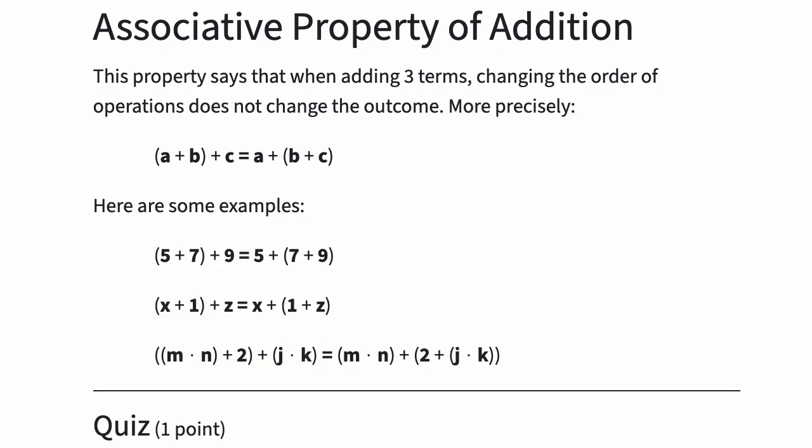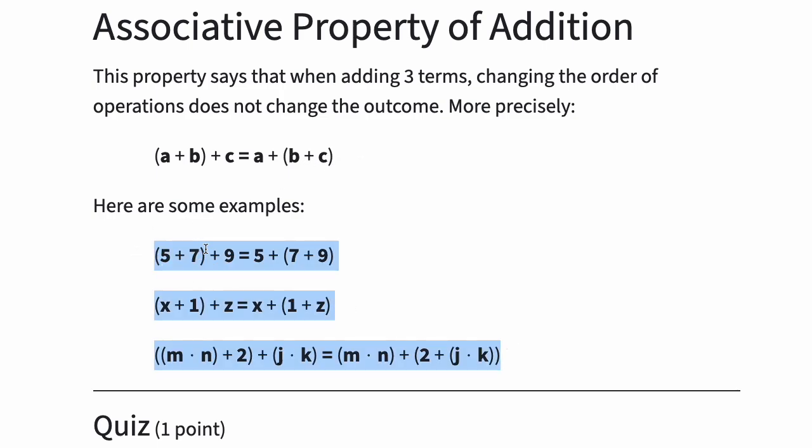The associative property of addition says that when adding three terms, changing the order of operations does not change the outcome. More precisely, a plus b plus c is equal to a plus b plus c. Here are some examples. 5 plus 7 plus 9 is equal to 5 plus 7 plus 9. X plus 1 plus c is equal to x plus 1 plus c. And finally, m times n plus 2 plus j times k is equal to m times n plus 2 plus j times k.